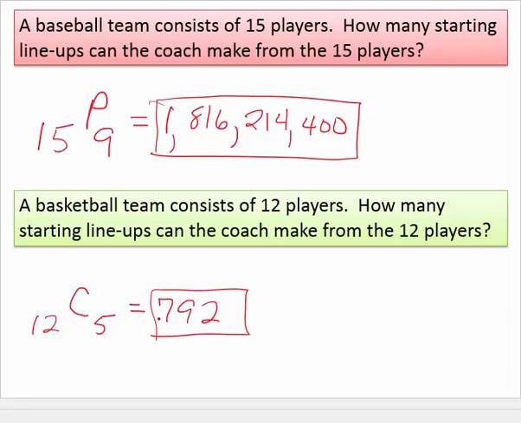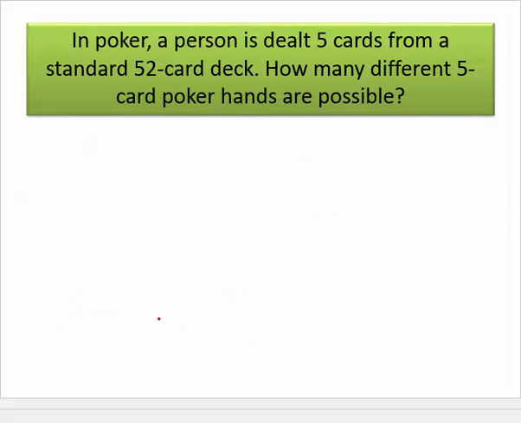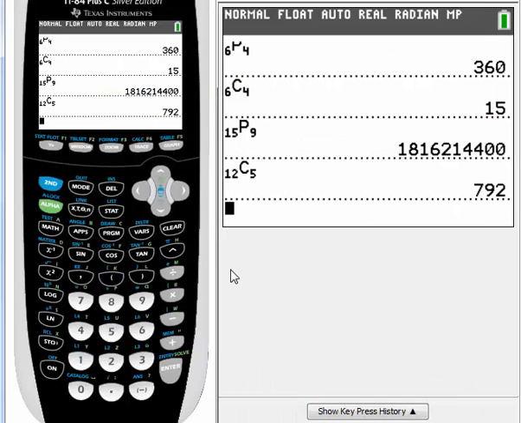Okay, I better get moving here. In poker, a person is dealt 5 cards from a standard 52 card deck. How many different 5-card poker hands are possible? Well, this is combinations because you're just going to look at your 5 cards. They aren't in any certain order. So it'd be 52C5. And I'm guessing that's going to be a pretty dang big number.